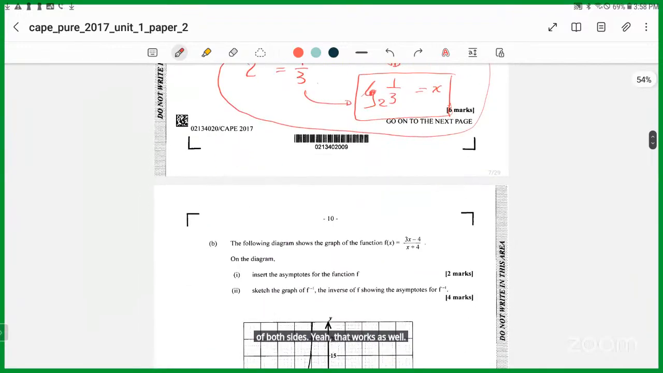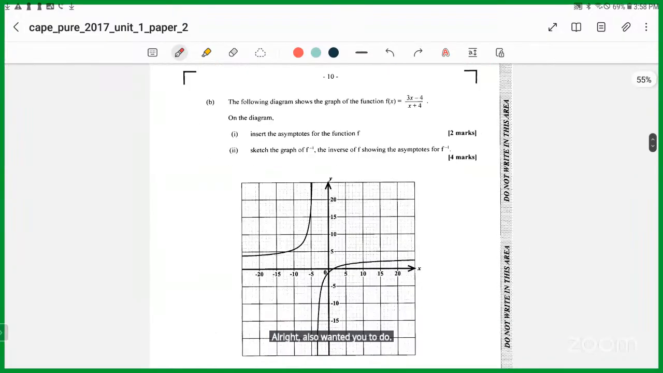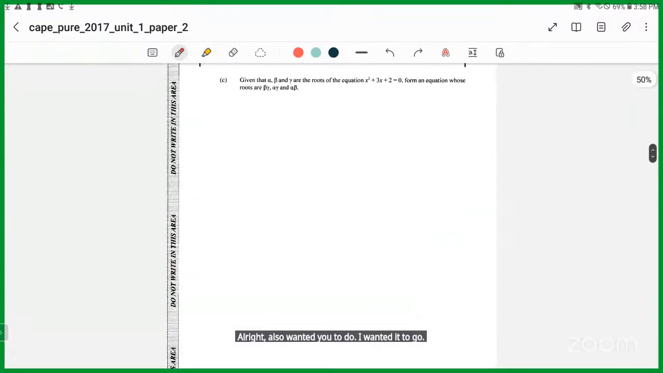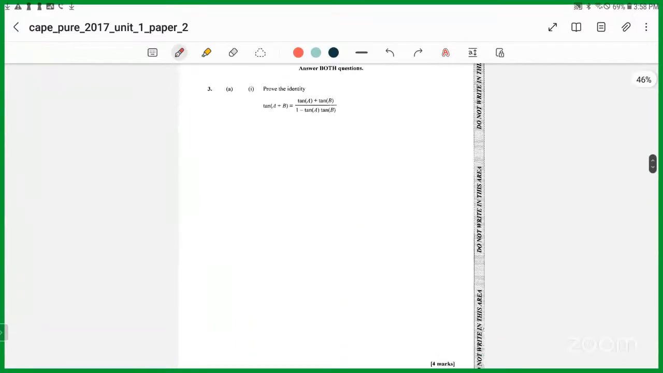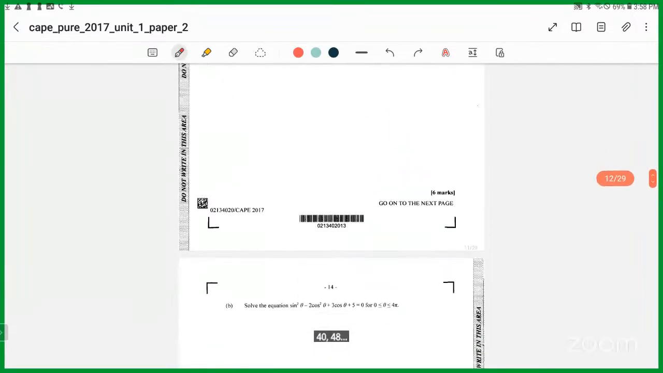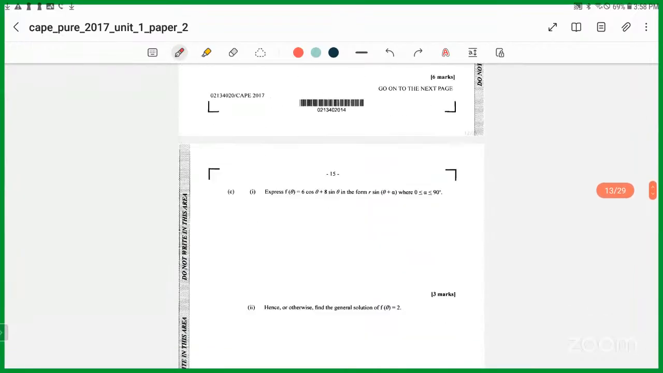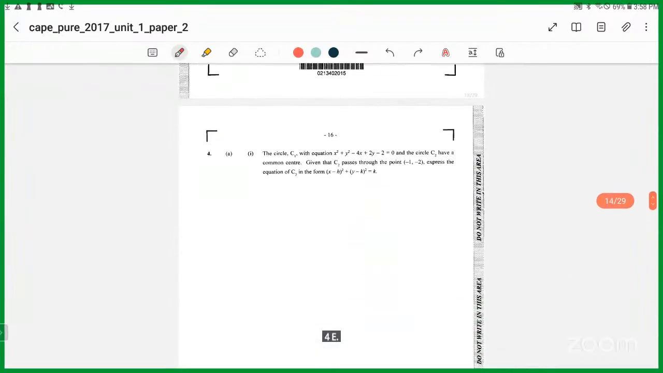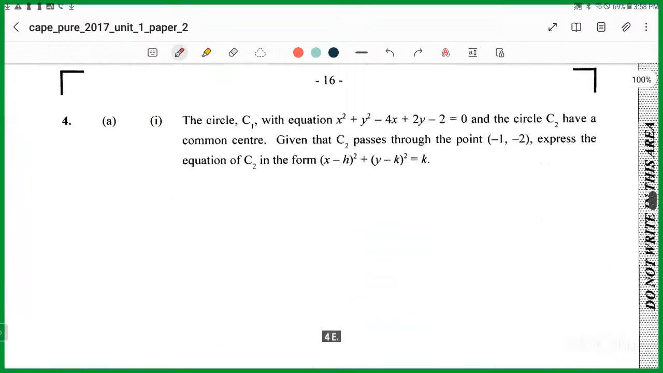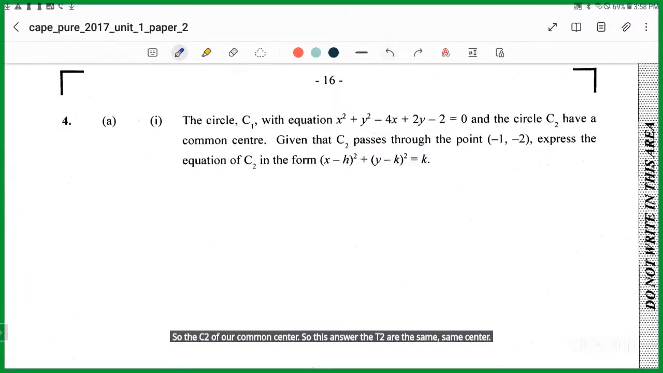Alright, also wanted you to do 4a, I think I said 4a. Right here. This again is add maths and pure maths, this one. It says circle C1 has this equation. Circle C2 and circle C1 have a common center. It says circle C2 passes through this point. Express the equation of C2 in this form.